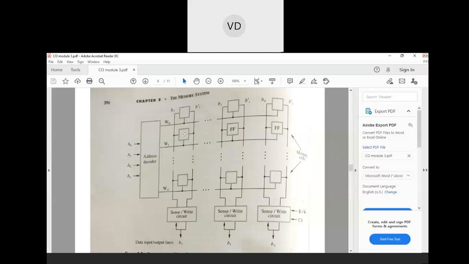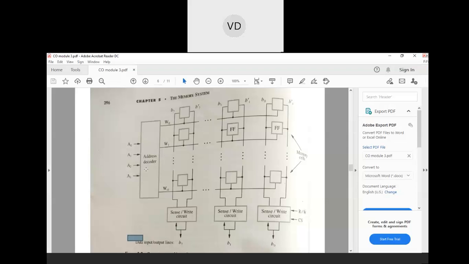So when this W1 row is selected, you can see this cell is connected to the left side and the right side. Whatever bit is present in this cell is given as the output for B7. What is present in this cell is given as the output for B1. Here output is given for B0. Each cell of that row generates output on the data output lines. So that is how read and write operations are done.